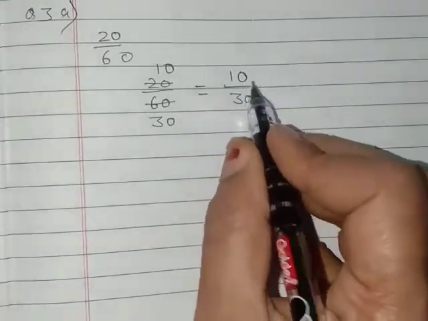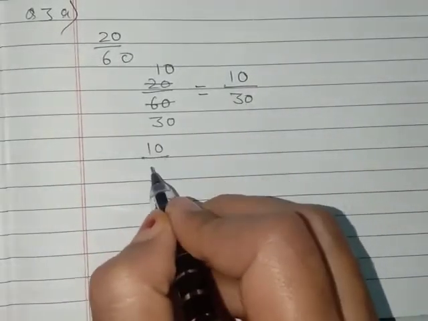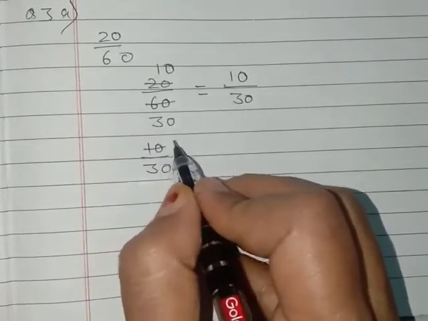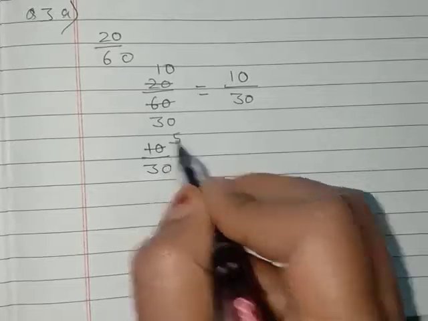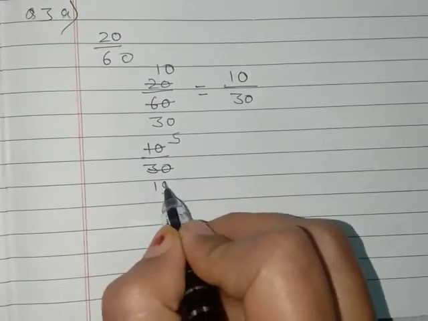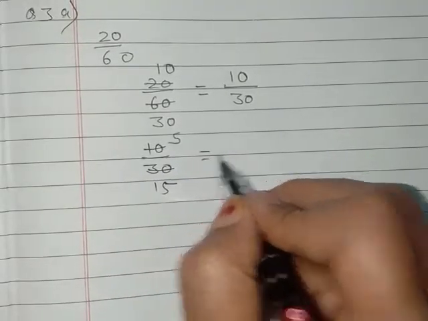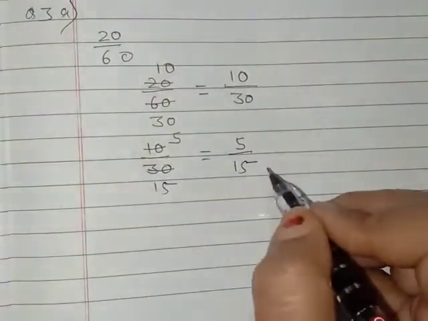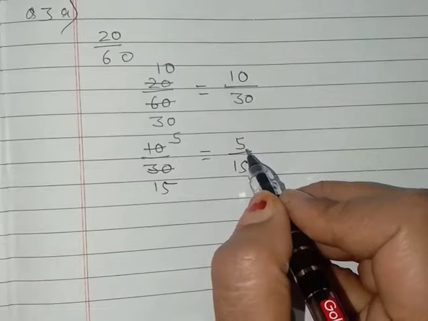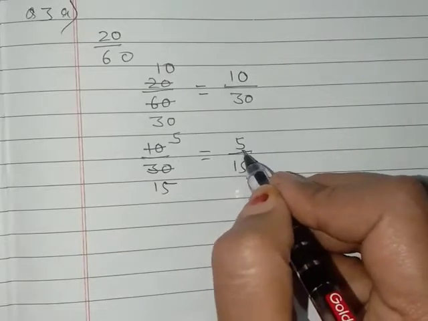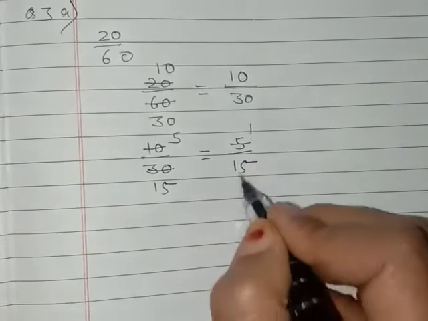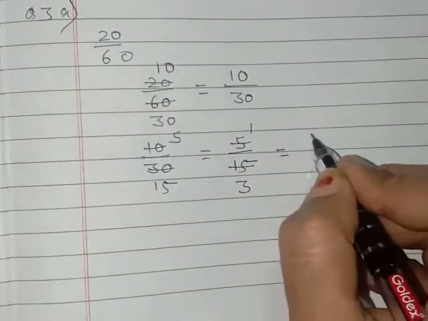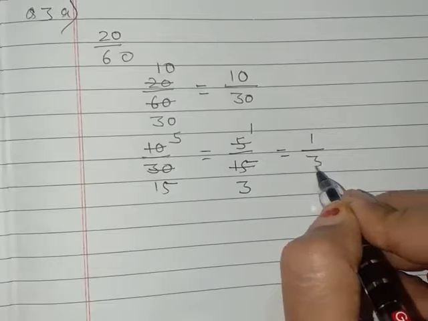We can again divide 10 and 30 by their common factor 2. That is, 2 fives are 10 and 2 fifteens are 30. And the quotients are written here. Okay. Now it can be divided again by its common factor 5. 5 ones are 5 and 5 threes are 15. And the quotients are 1 upon 3.